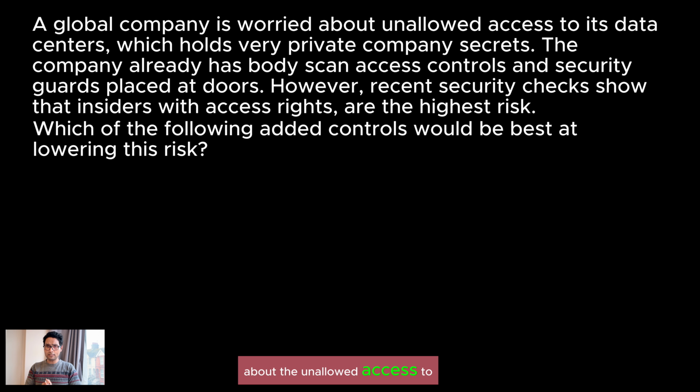So now let us use this method on a hard CISSP style question. A global company is worried about the unallowed access to its data center, which holds very private company secrets. The company already has scan access controls and security guards placed at the door. However, a recent security check shows that insiders with access rights are the highest risk. Insider risk. Which of the following added controls would be the best at lowering the risk?